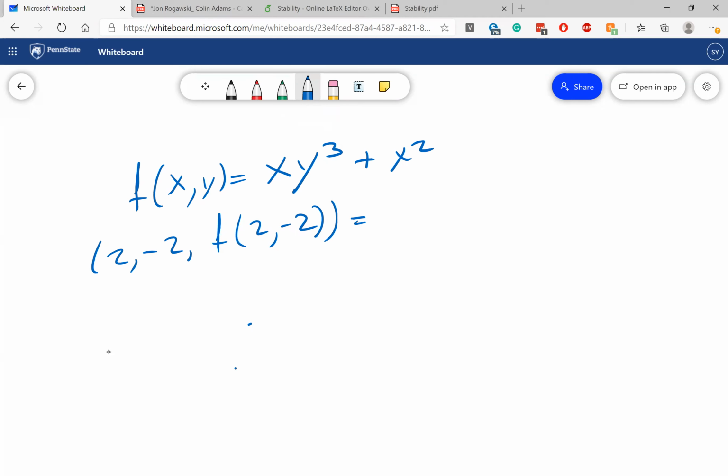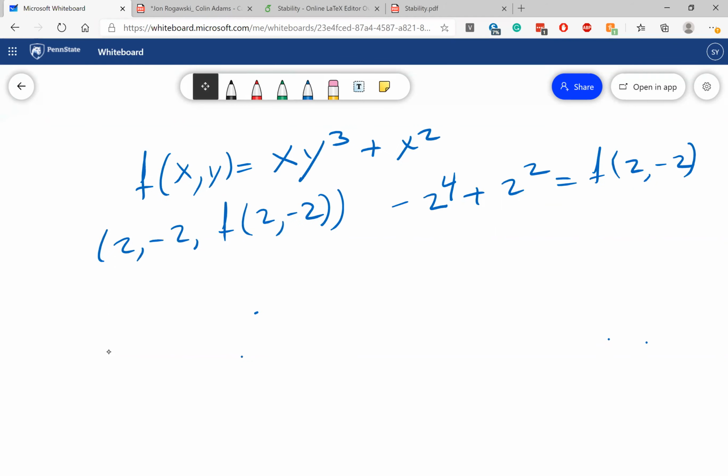If we plug in 2 and -2 into here, we're going to end up getting negative 2 to the 4th power plus 2 squared. This is going to be our f of 2 comma -2, and I'm just going to use that instead.